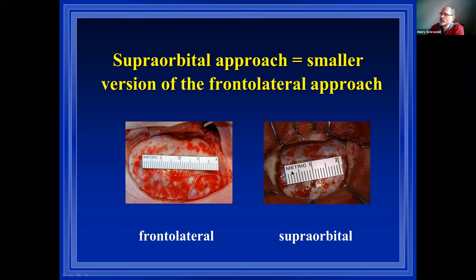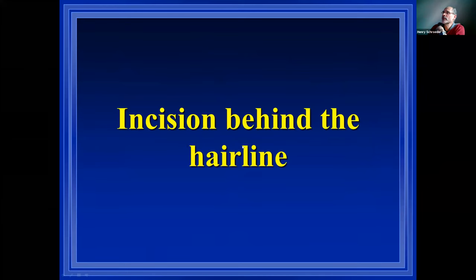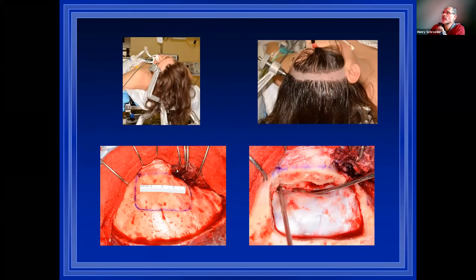When you make an eyebrow incision, of course, the approach is a little bit smaller. So it's 2 by 2 centimeters. When we make the frontolateral, it's 4 by 3 or 4 by 4, or sometimes a little bit smaller. So in contrast to Marcos, I think the eyebrow approach is a really appealing approach. And many patients come to us because they know we do this so-called keyhole approach. And the incision is behind the hairline for the frontolateral approach.